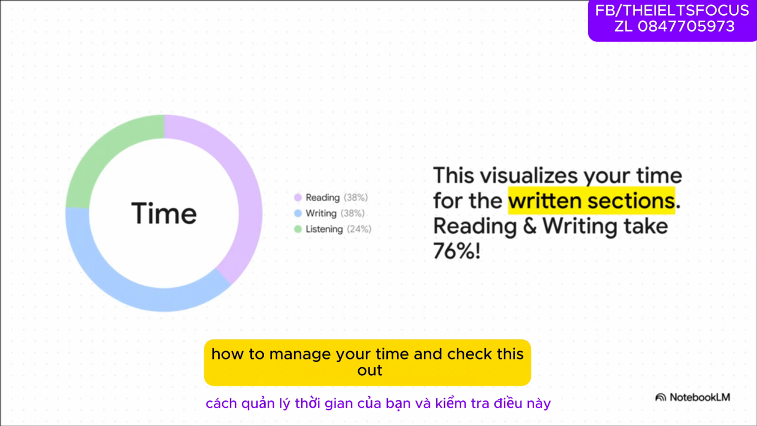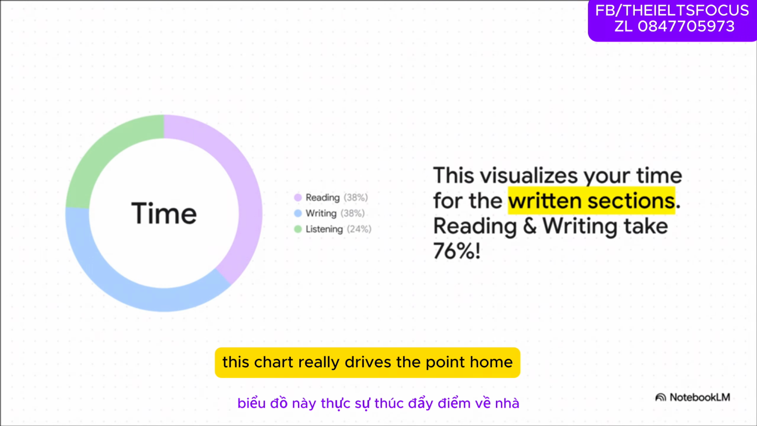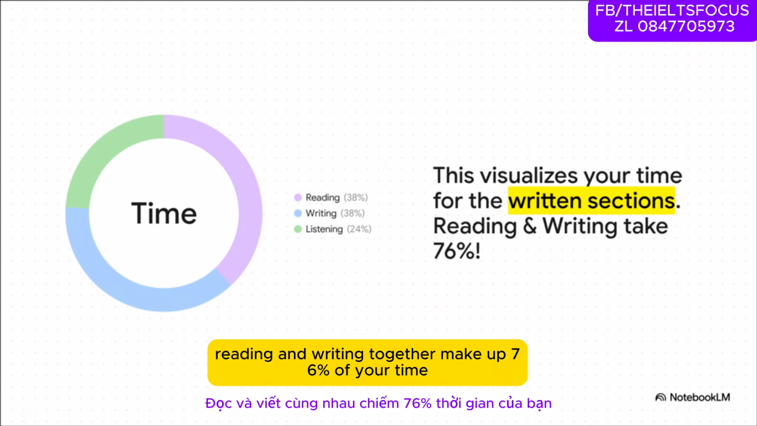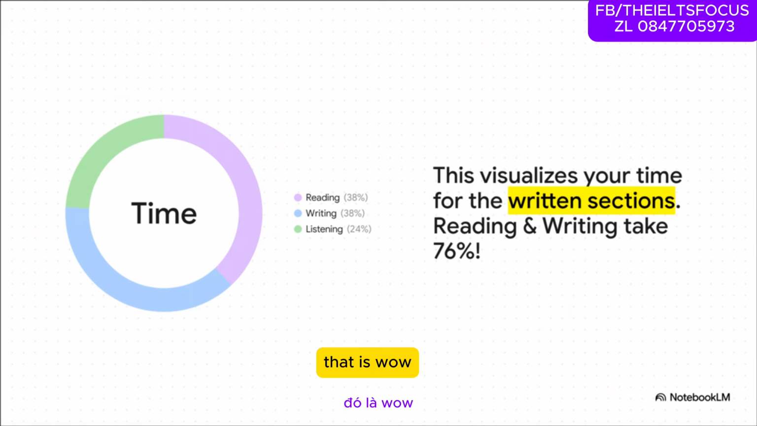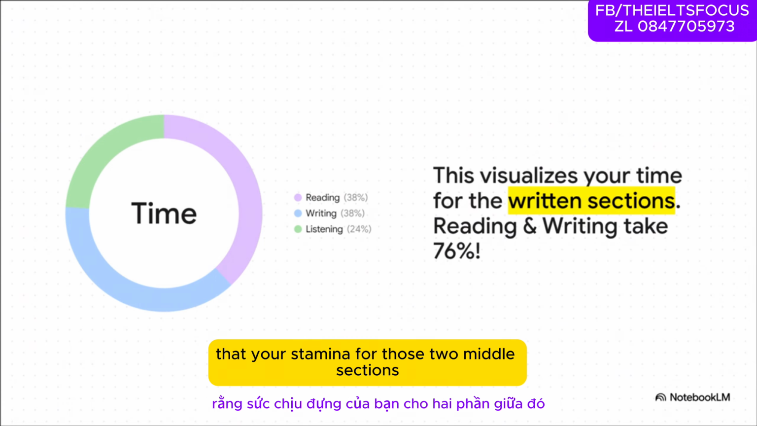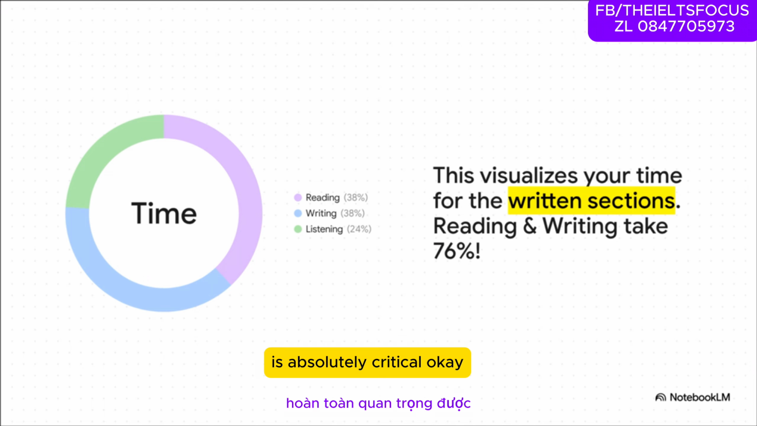And check this out. This chart really drives the point home for the written exam. Just look at those numbers. Reading and writing together make up 76% of your time. That is, wow. It's a massive chunk of the test. It's a huge visual reminder that your stamina for those 2 middle sections is absolutely critical.